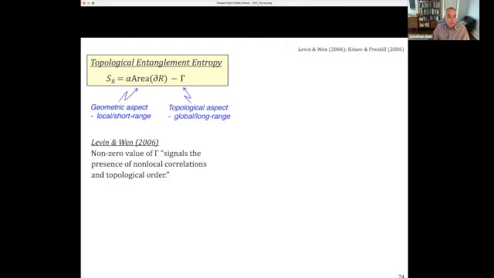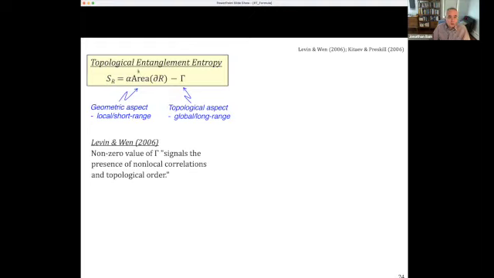And the last ancestor of the RT formula I'd like to review is this extension of geometric entanglement entropy to what's called topological entanglement entropy, which includes a second term on the right. And this second topological term was introduced independently in two articles in 2006 by Levin and Wen and Kitaev and Preskill. So their intuition is the following, right?